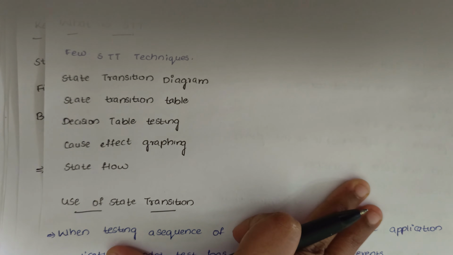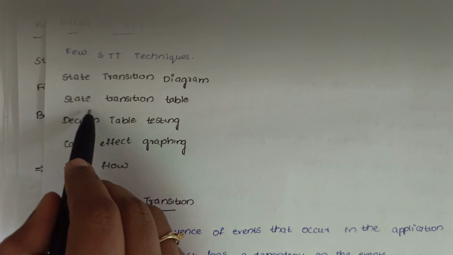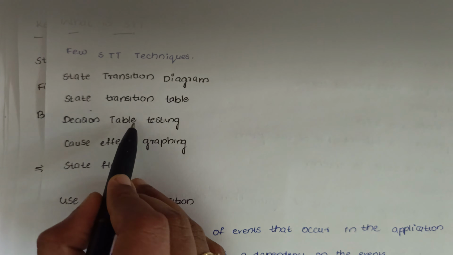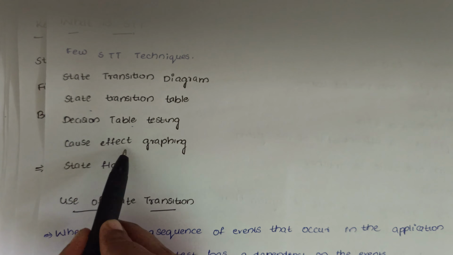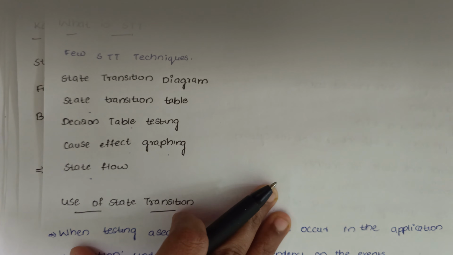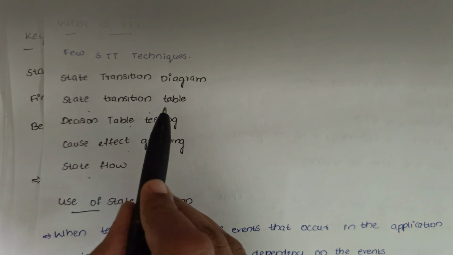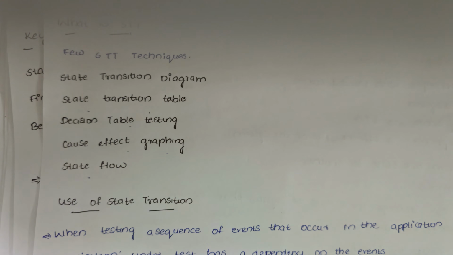Here we have a few techniques which can be used in state transition testing. First is the state transition diagram, state transition table, decision table testing, cause effect graphing, and state flow. The state transition diagram is a graphical representation of the system, and the state transition table is a tabular representation of the system, showing what can occur in the state transition and the resulting actions or output.